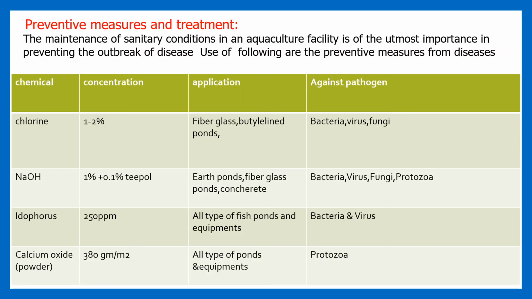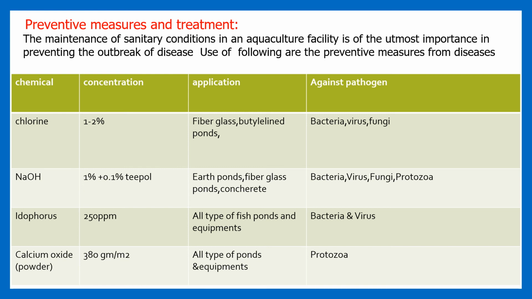Now, how to prevent these diseases in fishes? Here are a few suggestions for preventive measures, because it is of utmost importance to prevent the outbreak of diseases. The following chemicals can be used. The first is chlorine. Chlorine in a concentration of 1 to 2% can be applied on fiberglass or butylated ponds, and it fights against bacteria, virus as well as fungi.